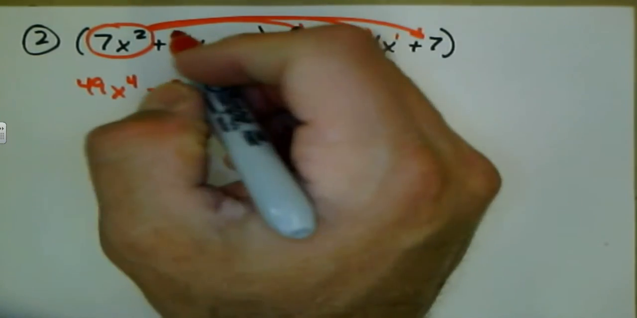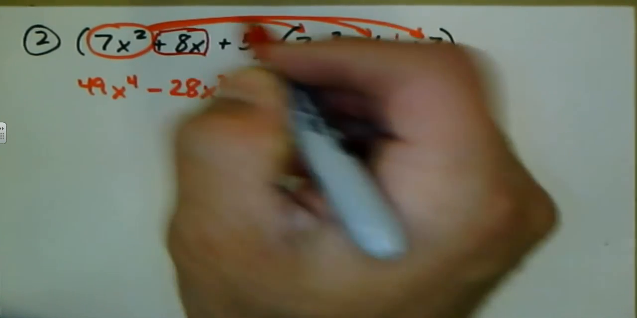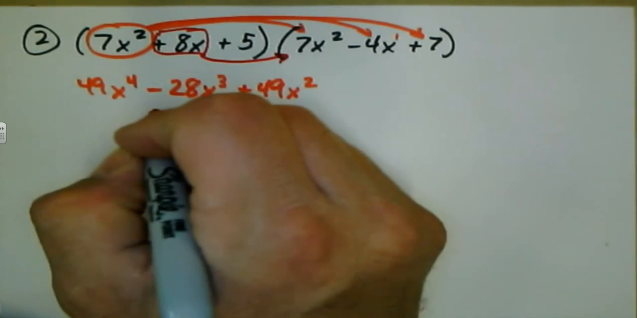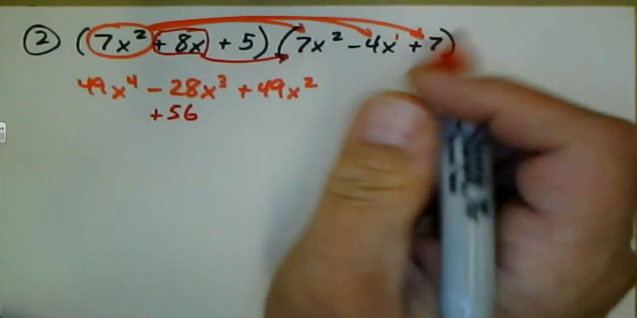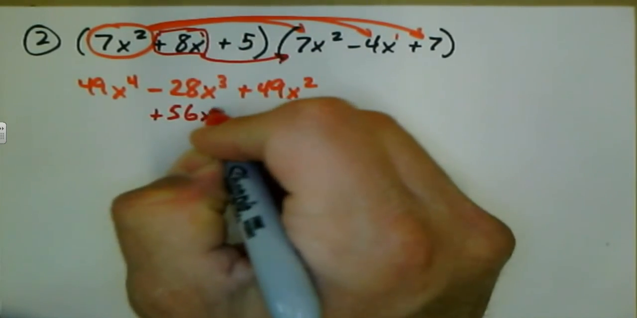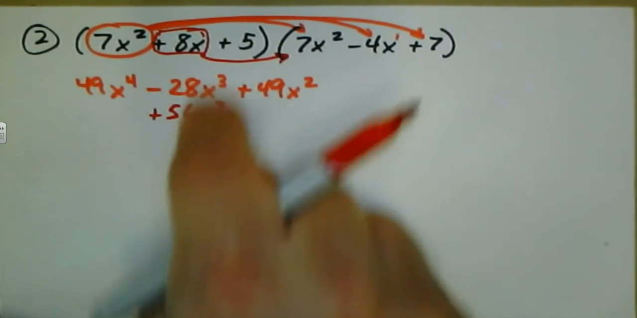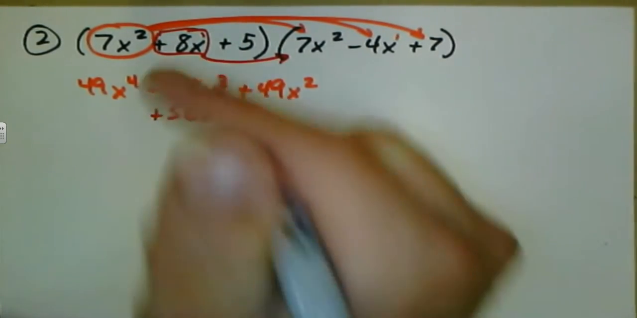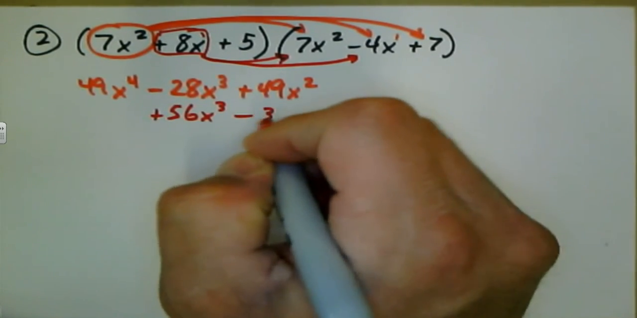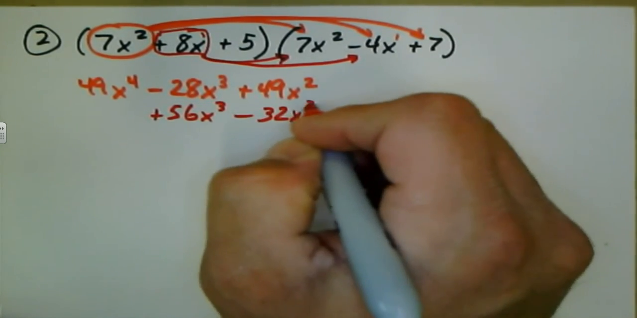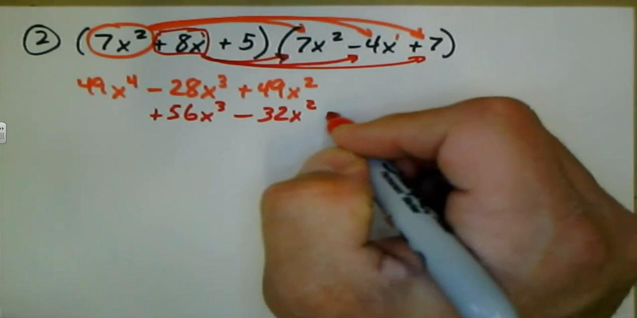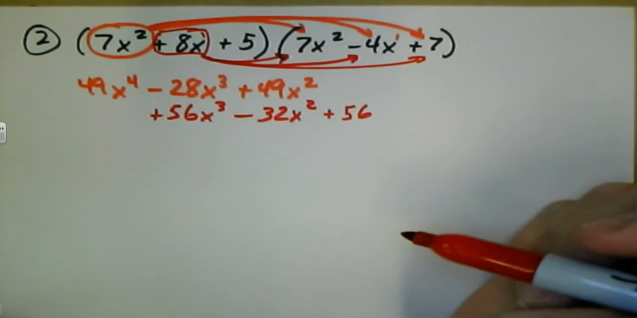Now I'm going to take the 8. I'm going to add that to each one on the other side. 8 times 7, 56, 1 and 2. You want to put a 1 up there. That's 3. Notice it just jumps down. It's going to be 3. This next one's going to be 2 and then 1. 8 times negative 4, negative 32, x to the second, because there's 1 and 1. And 8 times 7, 56.